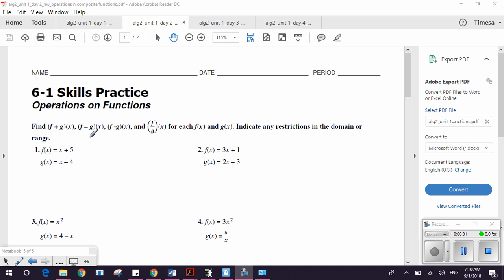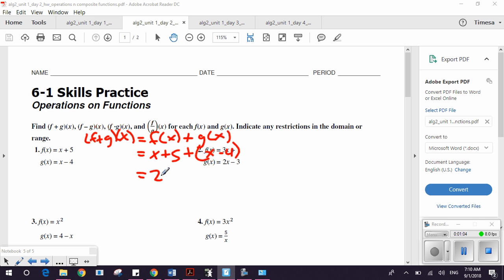So for the first one, we're going to take f plus g of x. That means take f of x plus g of x. f of x is x plus 5. g of x is x minus 4. And then we combine our like terms. I have x plus x, which gives me 2x. And then I have positive 5 plus a negative 4, which is a plus 1.